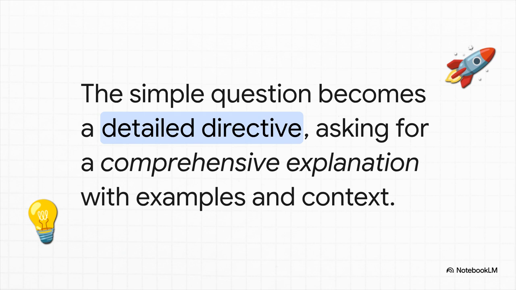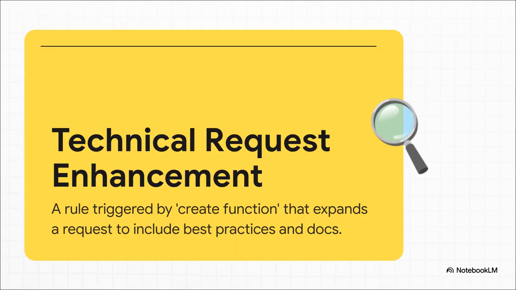Our simple little question gets transformed into this detailed directive. It's now asking the AI for a comprehensive explanation with key concepts, practical examples. I mean, it's a night and day difference, right? And here's the crucial part. This whole process is exactly what happens to our Fibonacci example. The keywords create and function trigger a very specific technical rule. And that rule instantly expands our vague 3-word prompt into that perfect, machine-ready set of instructions we saw at the very beginning, the one that asks for best practices, error handling, the whole shebang.